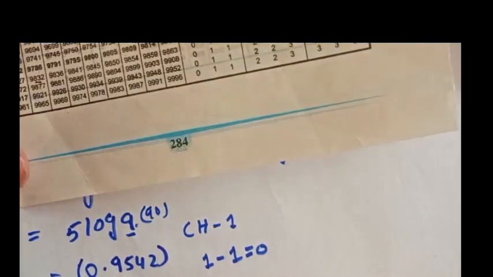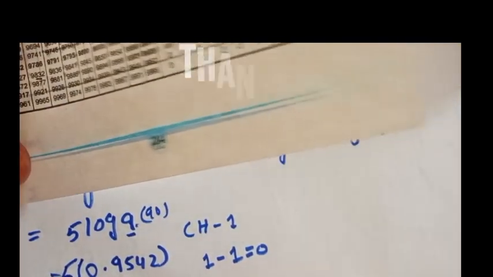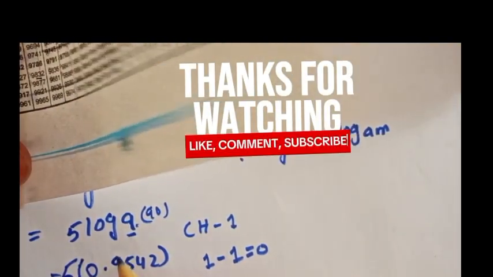Now I will multiply this with the value 5. I will multiply this 5 with this one.